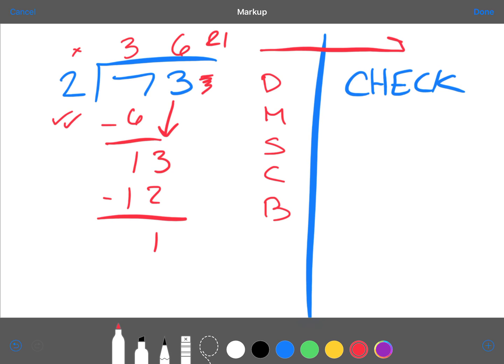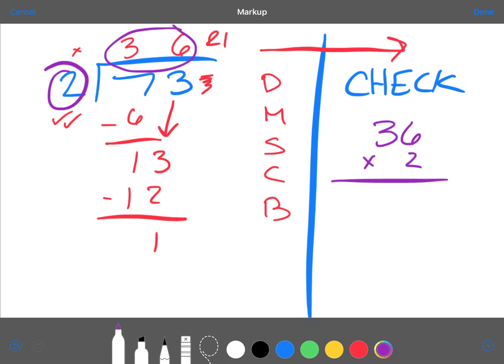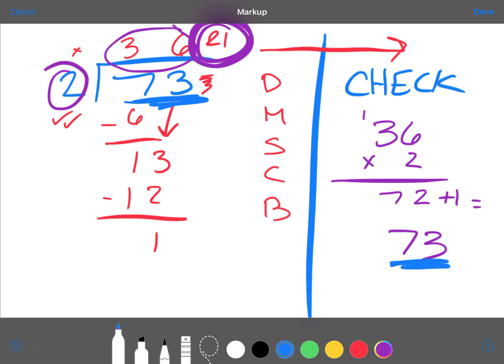So let's head over to this side and check our work to see if we got it right. Okay, so I'm going to take my answer, which is 36. I'm going to multiply it by my divisor, which is 2. 2 times 6 is 12. Carry my 1, drop my 2. 2 times 3 is 6 plus 1 is 7. 72, but now don't forget, I got to add my remainder. I only have 1 there. So 72 plus 1 equals 73. And then I check to see, is that the same number? So I have 73 here, and I have 73 here. Check. I know that I got it right.